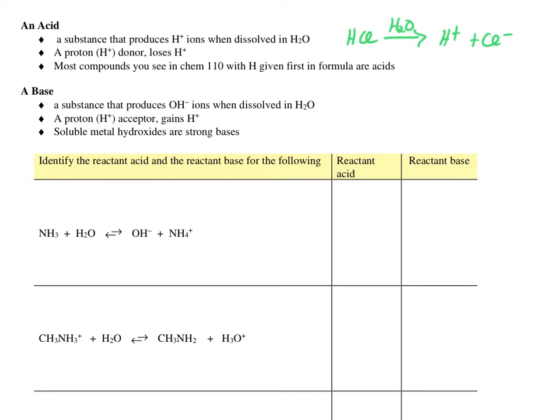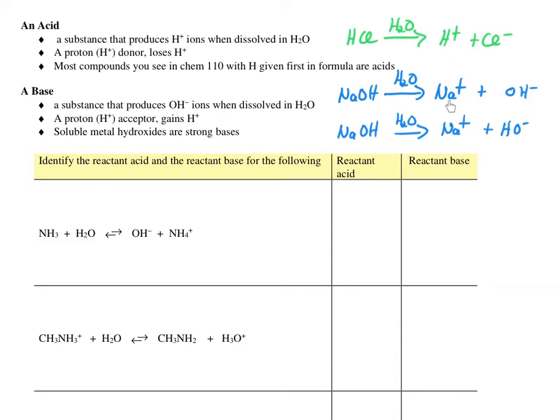A base produces hydroxide ions when dissolved in water. Sodium hydroxide is a base. When it's dissolved in water, you release Na+ ions and hydroxide ions. Now, very frequently, instead of writing hydroxide ions OH-, I write them HO-. Don't let that throw you. I prefer this because the negative charge is associated with the oxygen, not the hydrogen.